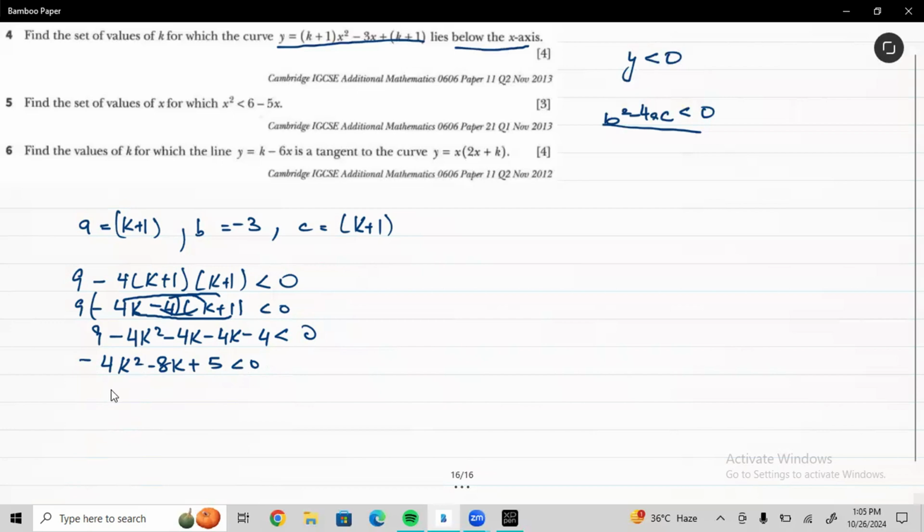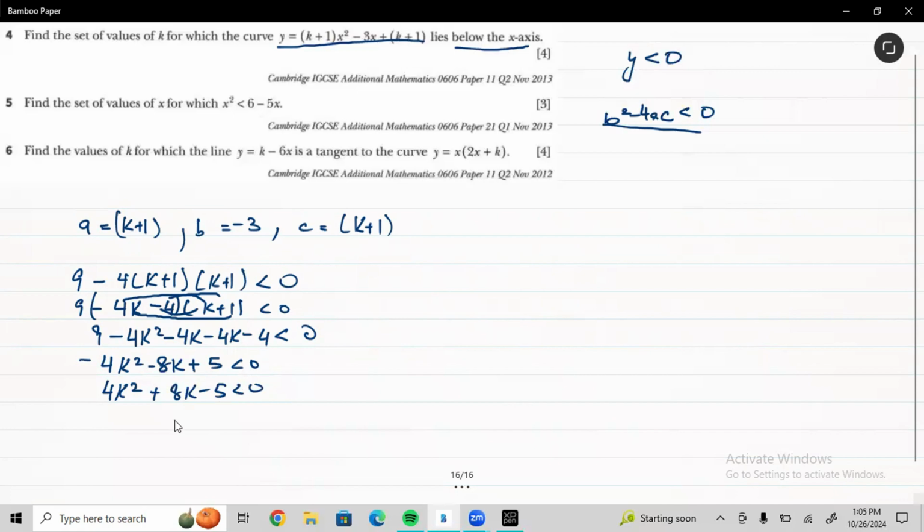So what we're going to say is 4k squared plus 8k minus 5 is lesser than 0. This one is a really basic equation. So what I'm going to do is solve this through my calculator. So positive 4, positive 8, and negative 5. We're going to get two values for this equation.